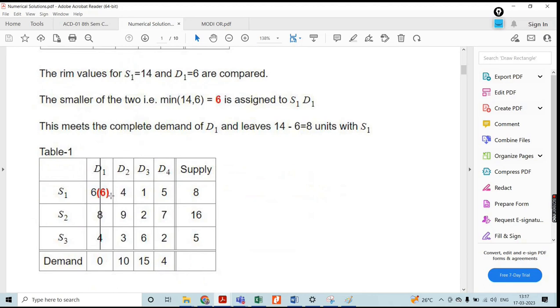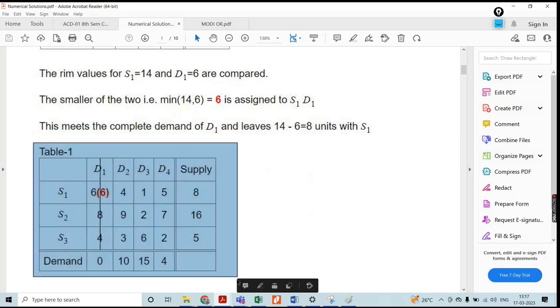You don't think here about the minimum cost of transportation, because minimum cost of transportation you consider in the VAM method only, not here. 6 is allocated, so the 6 will become 0. Then 14 minus 6 is what? 8. Then this is the updated table. When a particular row or column is 0, you have to neglect that in the next evaluation.